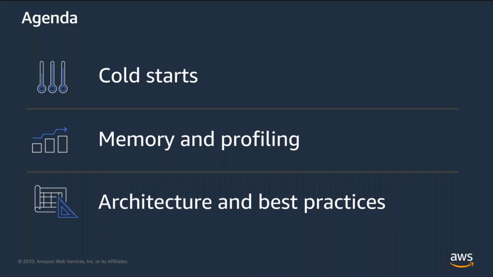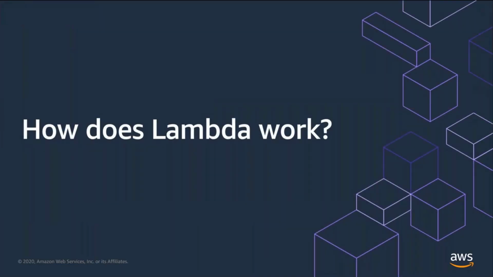So we're going to cover three topics today: cold starts and what you can do to avoid them, memory and profile and Lambda functions, and architecture and best practices. Before we get started, let's just review how Lambda works under the covers. This is a 300 level webinar, so this will be very quick as a recap.